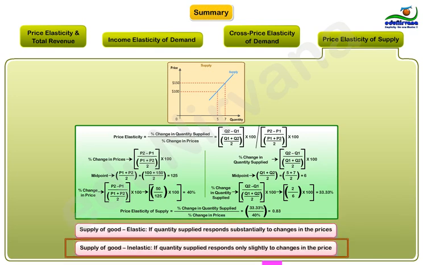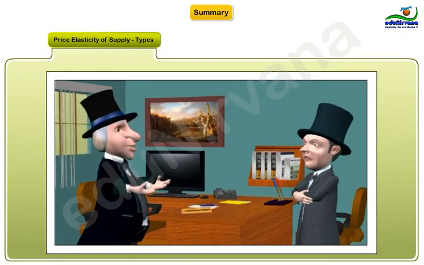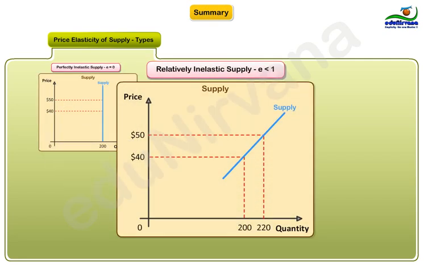Types of price elasticity were then discussed. Perfectly inelastic supply, E is equal to 0. This scenario is when a change in price has no impact on the supply quantities. Relatively inelastic supply, E is less than 1. When an X percentage change in prices leads to a lesser X percentage change in quantities supplied.